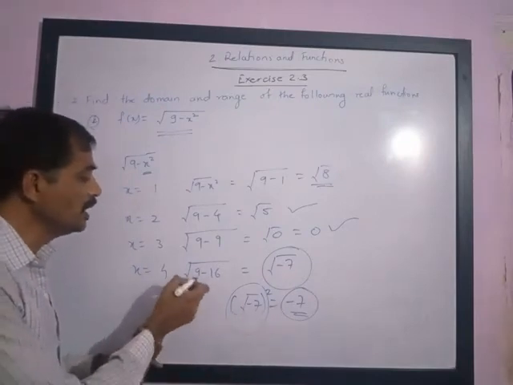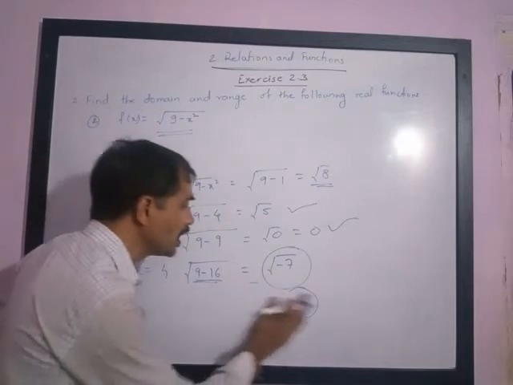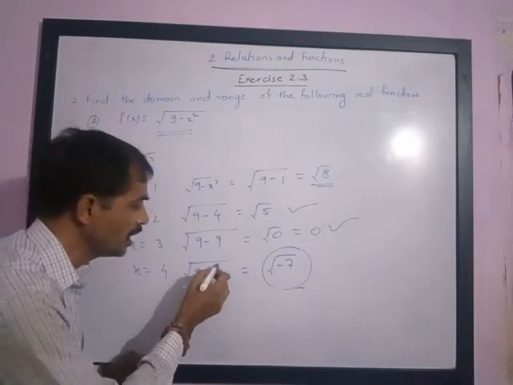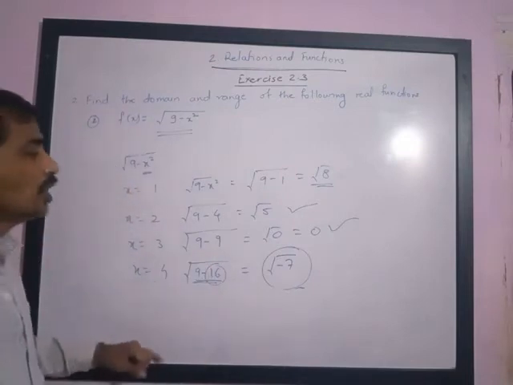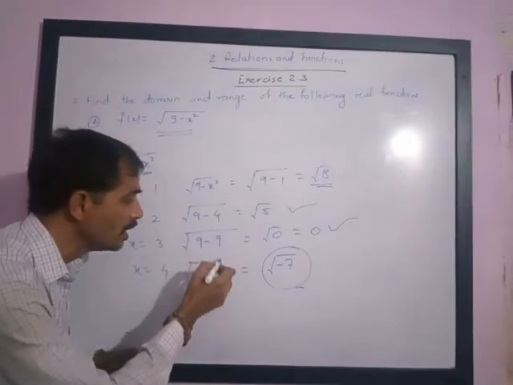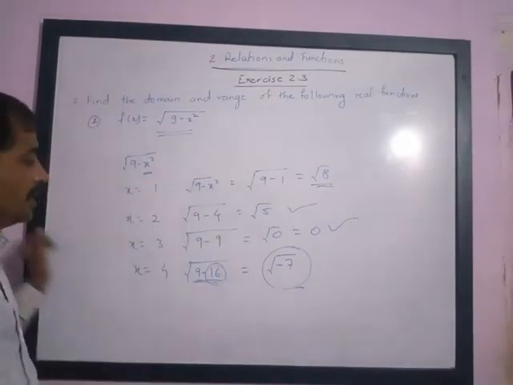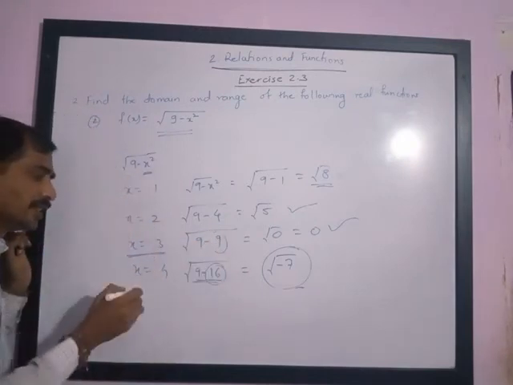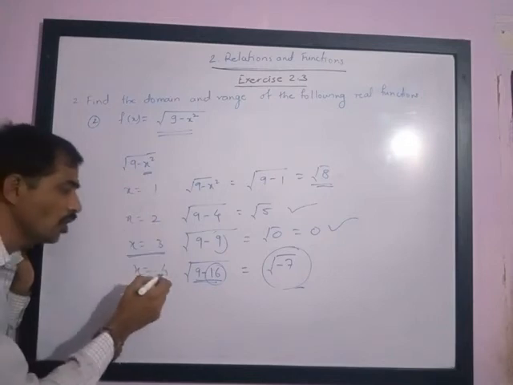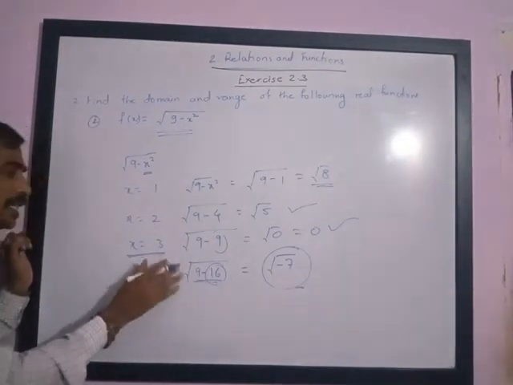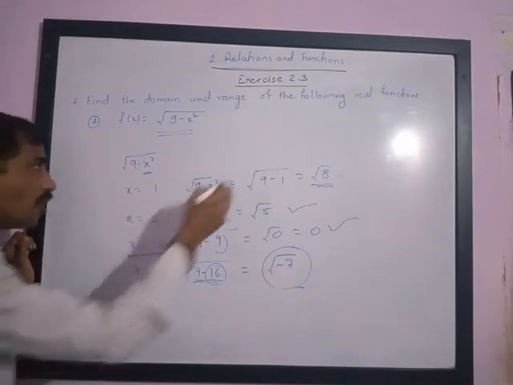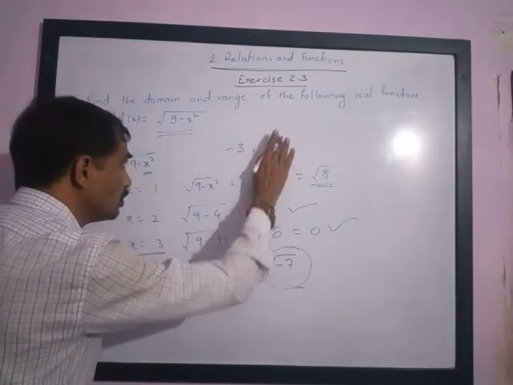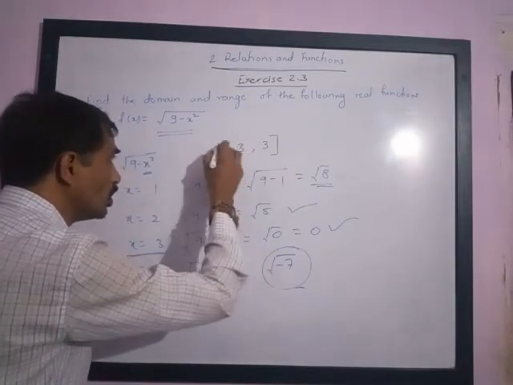What does that mean? This 9 minus x square cannot be less than 0. So this x square cannot be greater than 9. If x square cannot be greater than 9, it means x cannot be greater than 3. If x is not greater than 3, we will get this number equal to 9 or less than this. If you take x is equal to negative 4 also, negative 4 square is 16. So you will understand that x can take the values only from negative 3 to positive 3, negative 3 to positive 3 both included.